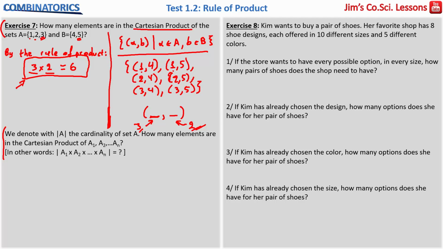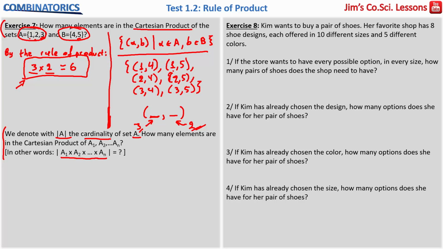So it says that I denote this way the cardinality of set A, how many elements there are in a set. The cardinality of this set up here is 3, and the cardinality of this set here is 2. So how many elements are in the Cartesian product of A1, A2, up to A index 10? In other words, what's the cardinality of the set of the Cartesian product of all these sets?